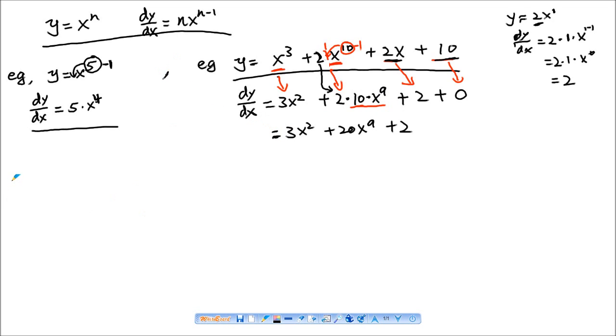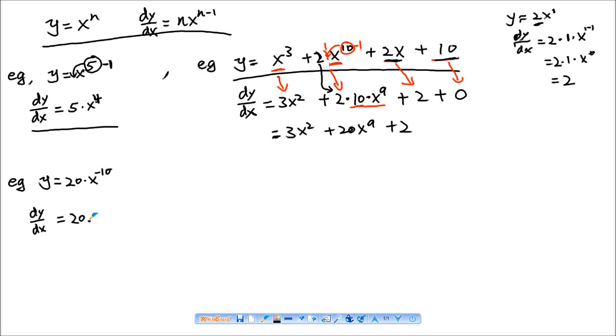Also, you have to differentiate a function like this: y equals 20 times x power of minus 10. We use the same method. The differentiation is the same. We leave the coefficient out.